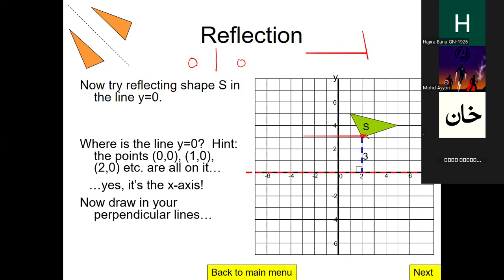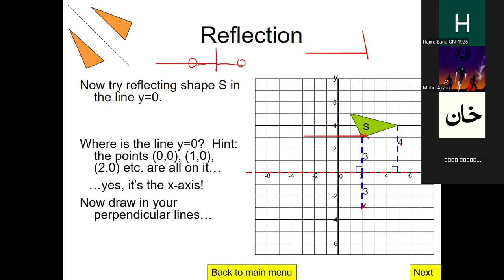So the idea is the distance between you and the mirror is equal to the distance between the mirror and the image. So here also we are going to use the same concept. The distance between the object point and the mirror line is equal to the distance between the image point and the mirror line. So if it is 3, we will again proceed 3 boxes here, and then mark the new corner.